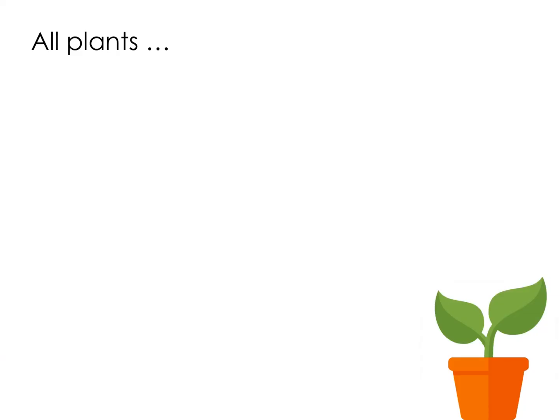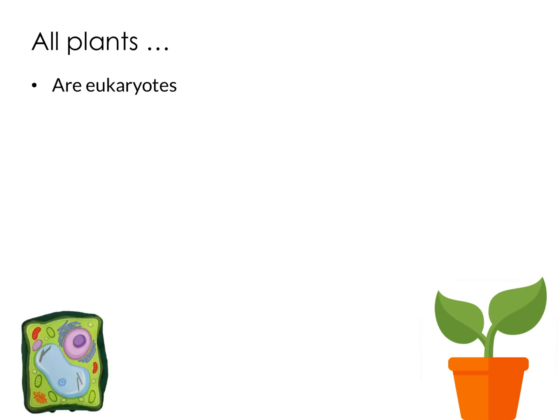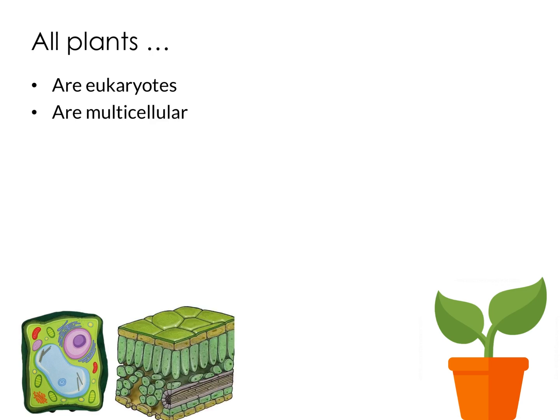Recall that there are certain characteristics that are shared by all plants, regardless of whether or not these plants are vascular plants or seed-bearing or seedless plants. Those characteristics include the fact that all plants are eukaryotes, and more specifically, plants are multicellular eukaryotes, which means that they have tissues. Additionally, all plants have cell walls, and they have outer cuticles which serve to prevent water loss.